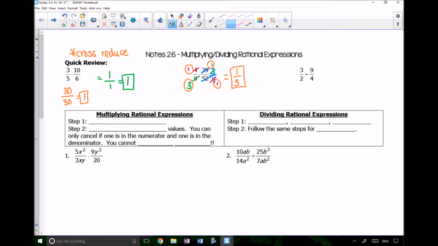That's one option. The other option is to multiply straight across and then simplify. Now 4 times 39 and 9 times 52 give me numbers that I'm not as familiar with their factors, so it might be easier to just simplify to begin with. All right, and then the last example here we have is 3 over 2 divided by 9 over 4.